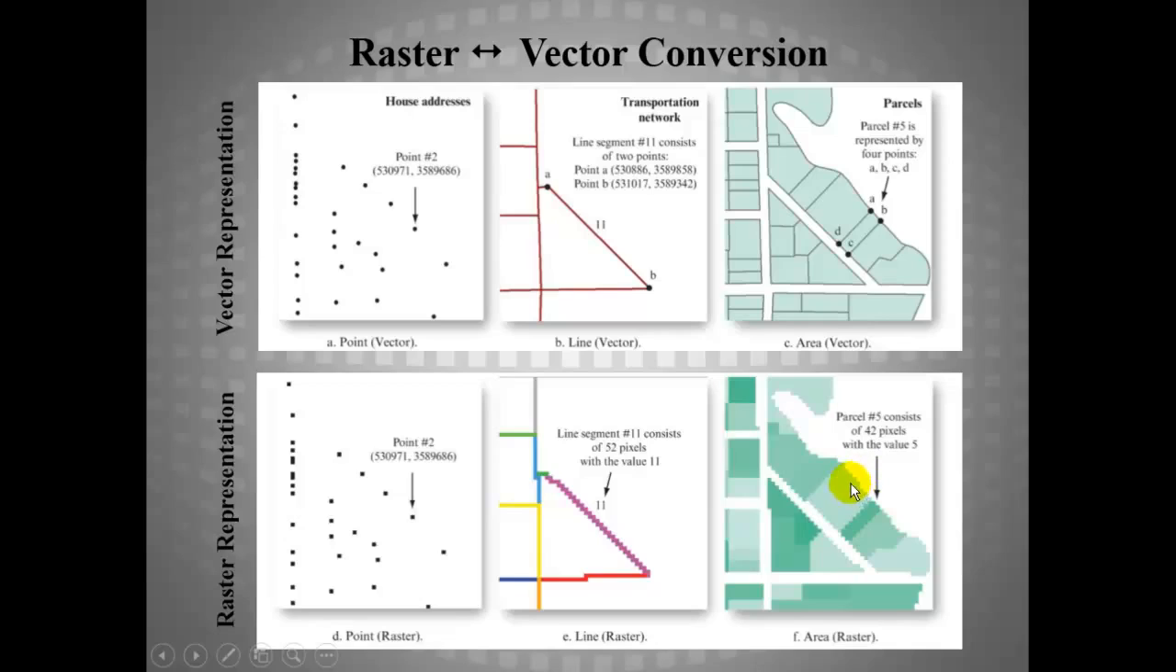Polygons, similarly, when they're converted to raster, you get the same stair-step representation, and there's some value associated with that polygon. It could be an attribute or an ID value that will get assigned to all the cells that fall underneath that polygon.